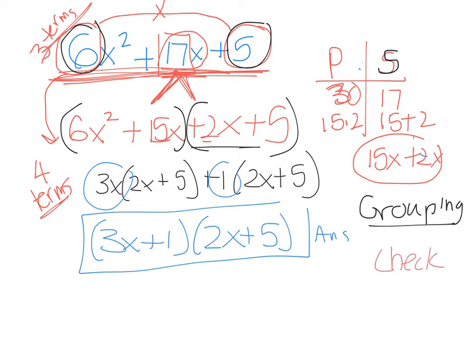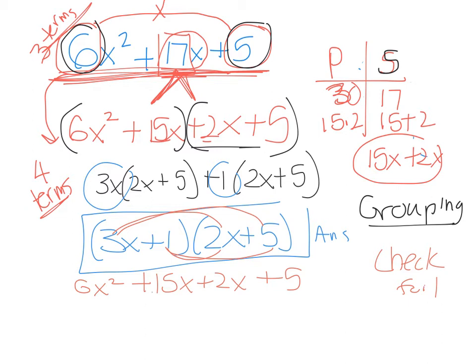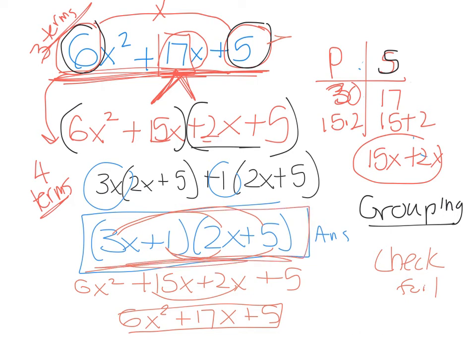So to do the check, we're going to FOIL. FOIL to check. 3x times 2x, 6x squared. 3x times 5, 15x. 1 times 2x, 2x. 1 times 5, 5. Combine the middle terms, 6x squared plus 17x plus 5. So that's what I started with, so I did it right. But this one is the answer that has the two binomials as the answer.